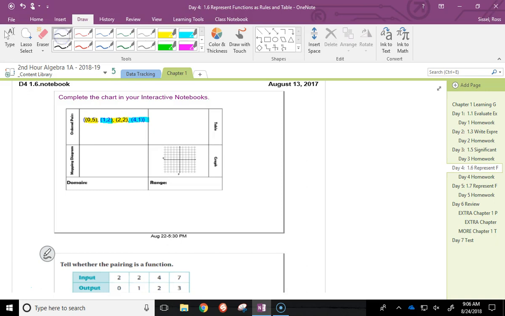We can also take our coordinates and put them in a table. So I would go x, and I can do it either way. My table can go left to right or up and down. If I do this, x, y, and then I just say, okay, 0 to 5, 1 to 2, 2 to 2, 4 to 1. The nice thing is when you use a table, it's very easy to see your domain and your range. My domain is my x coordinates: 0, 1, 2, 4. My range: 5, 2, 2, 1.